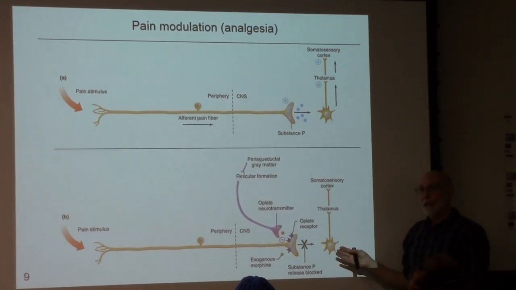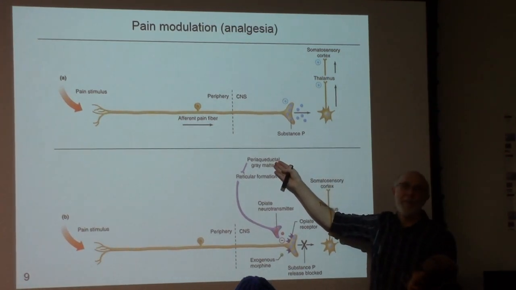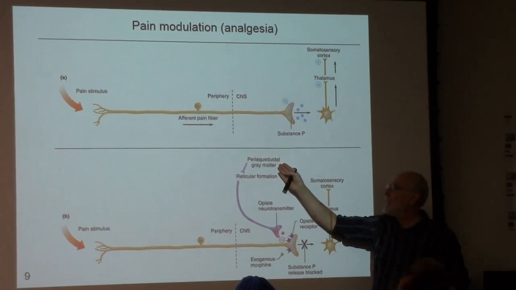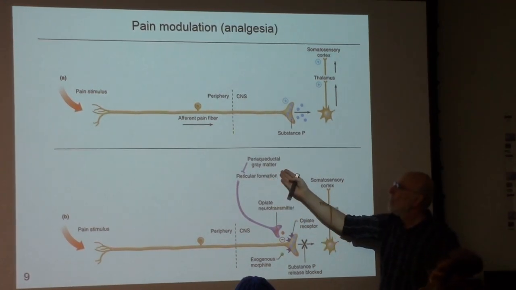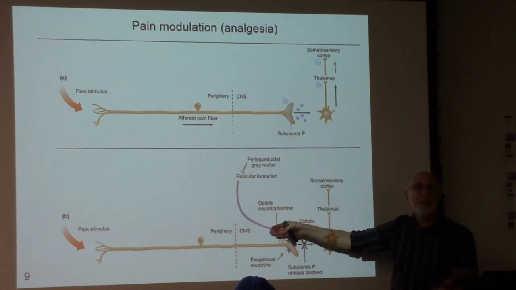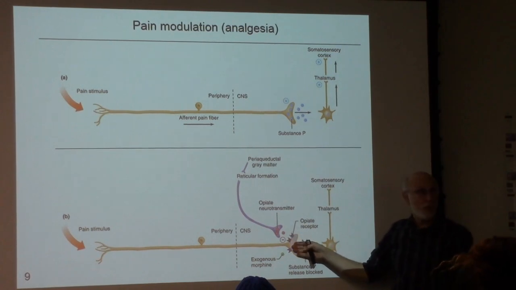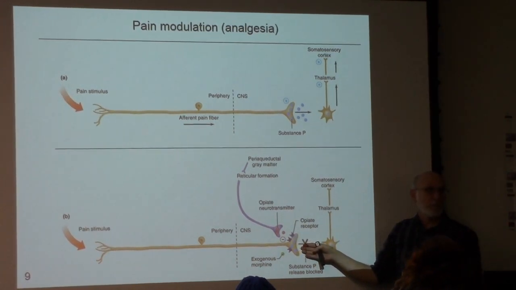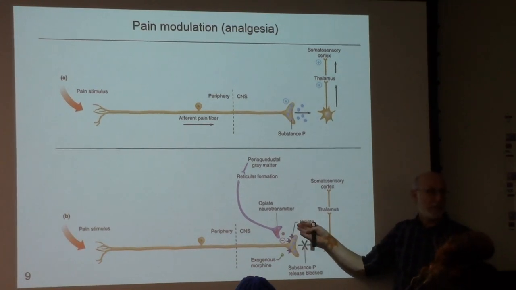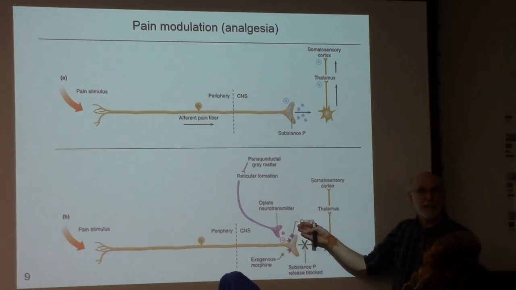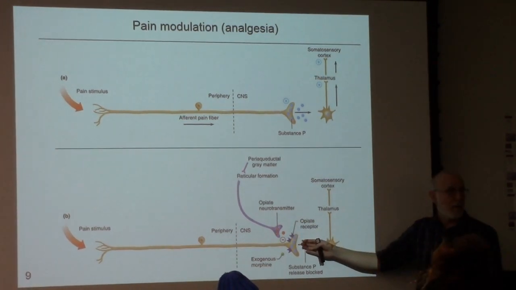There are modulatory pathways for this. So there's a part of the brain called the periaqueductal gray matter, which I'm not going to ask you to know about, in the reticular formation that I'm not going to ask you to know about. These are efferent neurons coming from the brain to the spinal cord. And these neurons release opioids, enkephalins, endorphins in the spinal cord.